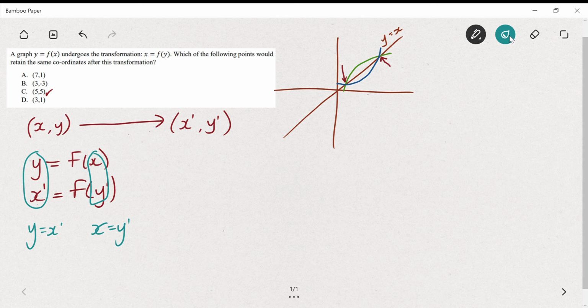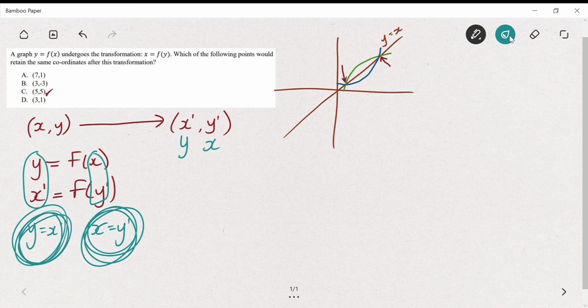So x prime here, I put y, because that's what it says there. And y prime here, I put x, because that's what it says there. So the transformation they've given us is they say, whatever point you take, x, y, must become the point y, x. That's what they're saying. So if we hadn't known that that's what an inverse function did, that's what it's doing.